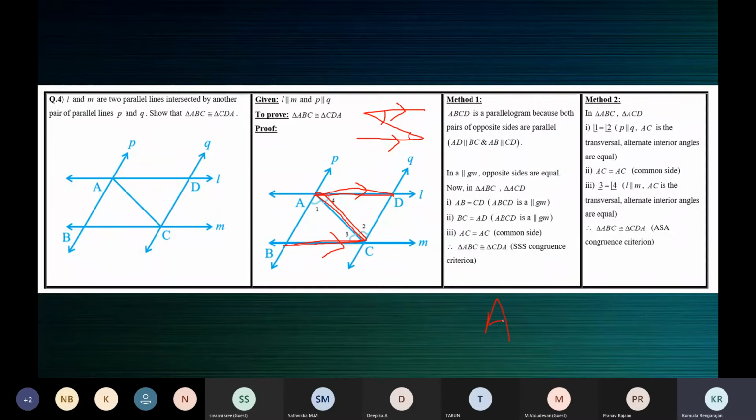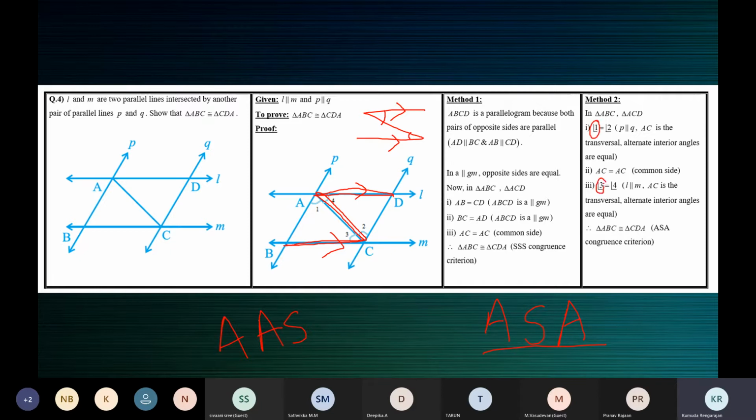So we have mentioned 2 A's. If you want to use the ASA, you can use AAS also here. You can also use the AAS rule. So the rule depends on what equalities you have mentioned. If you want to use the ASA rule, then the included sides in the 2 triangles must be equal.